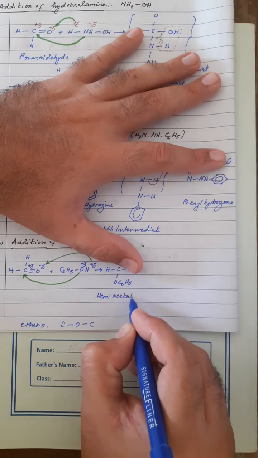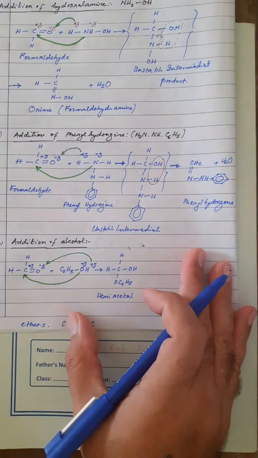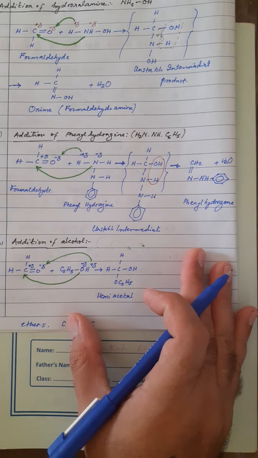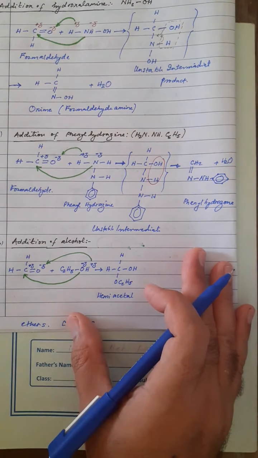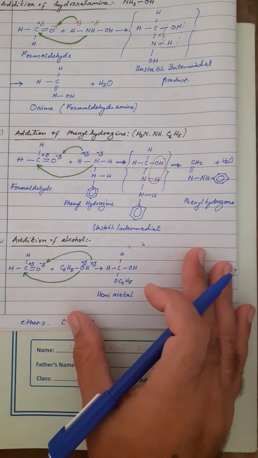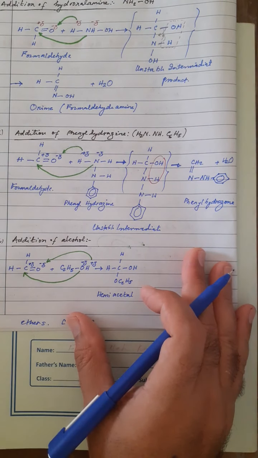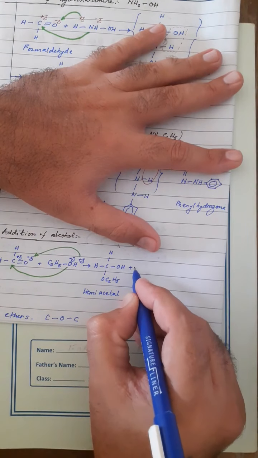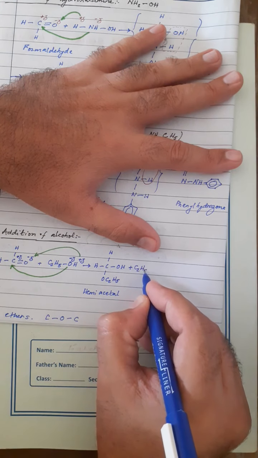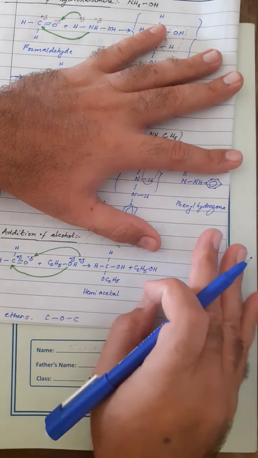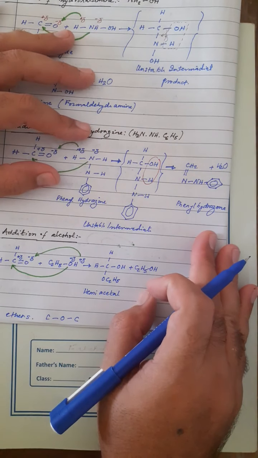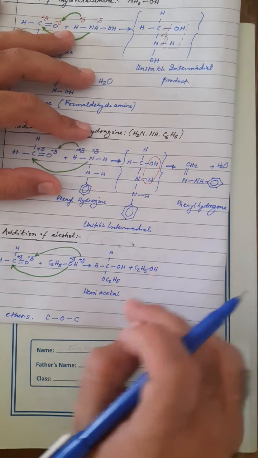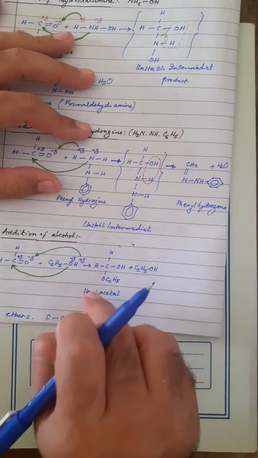Acetal. Question remains, why hemi? Because this compound still has a capability to react with one more molecule of alcohol, all right, and form a complete acetal. So let me add here C2H5OH.